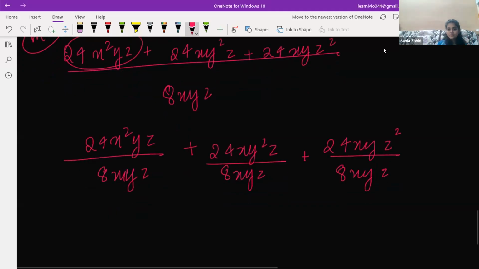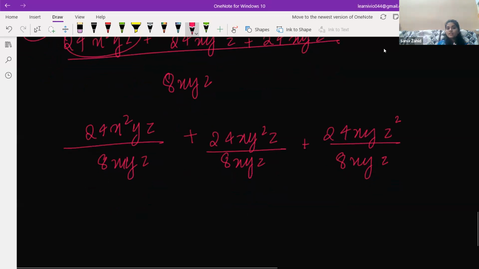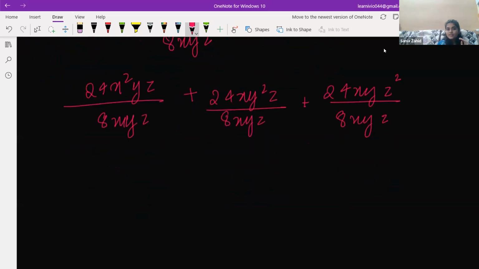Okay, is this thing clear? Yes. Now what can I do? I can solve these fractions individually. So can I cancel y and z and then 1 power of x with 1x? Can I do this? Yes, ma'am. And then again 24 with 8 also I can cancel. Sorry, 3. So I'm left with 3x over here in the first fraction.